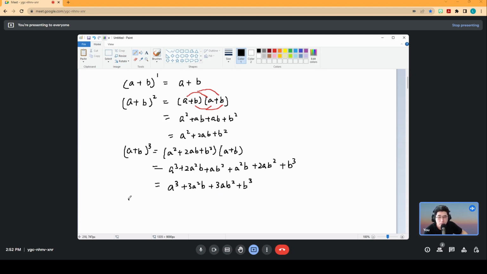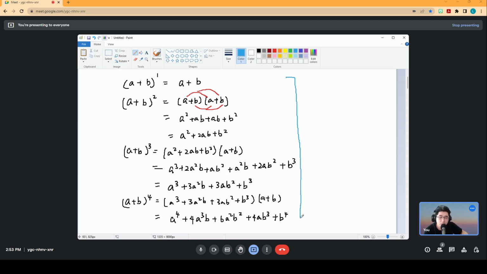So if I expand it further, to skip the working, I have a cube + 3a squared b + 3ab squared + b cube. This one you can try to work out the algebra yourself, and in the end you will get something like this: a to the power 4 + 4a cube b + 6a squared b squared + 4ab cube + b to the power 4. Together with everything that we have here, there is something that we actually can observe.